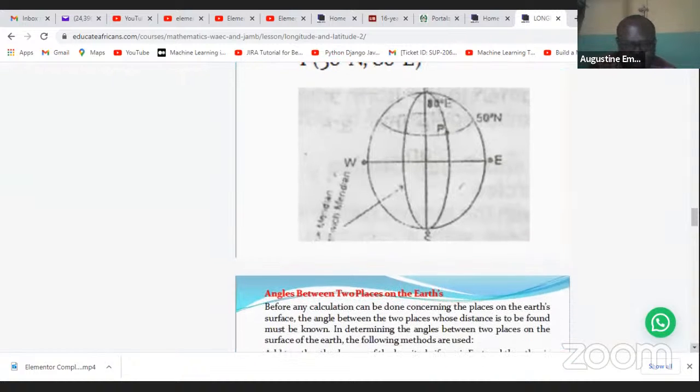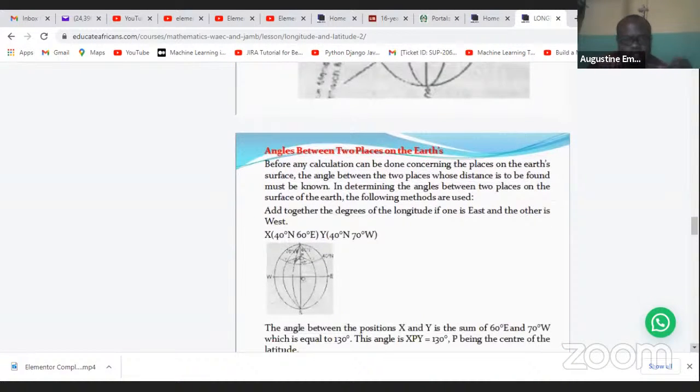I think we'll understand it more. Okay, so let's look at the angle between two places on Earth. This is another very important calculation that you'll be doing using longitude and latitude. If you're given 2 points and you're supposed to find the angle between them, you're supposed to know how to locate the angle. Before any calculation can be done concerning places on the Earth's surface, the angle between the 2 places whose distance is to be found must be known. That is why it's good we know how to do this calculation.